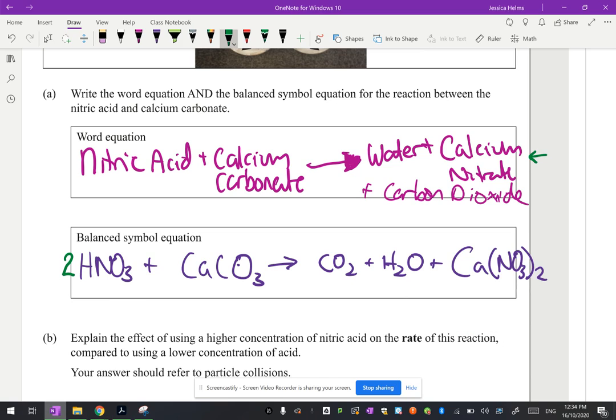So to get the achieved off that, pretty much just the word equation. To get a merit, the symbol equation but not balanced. And to get the excellence, everything that I've written there.